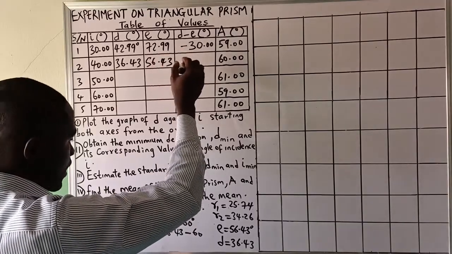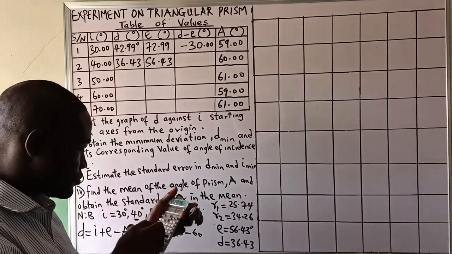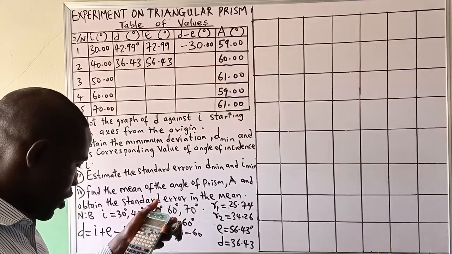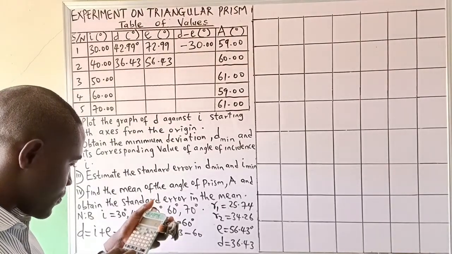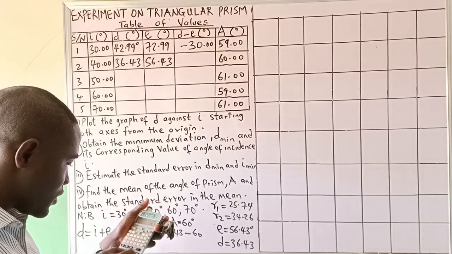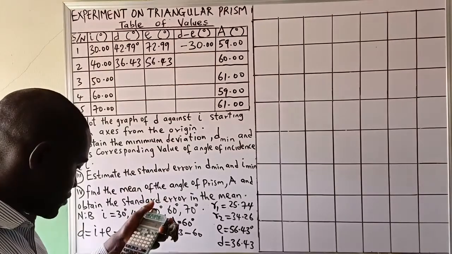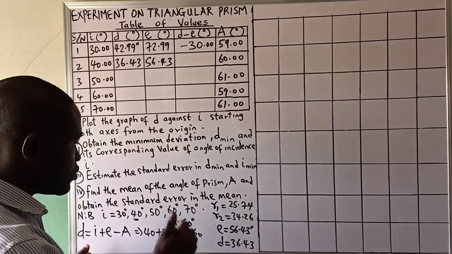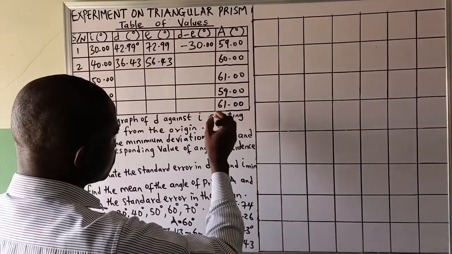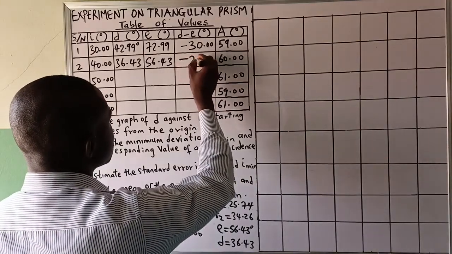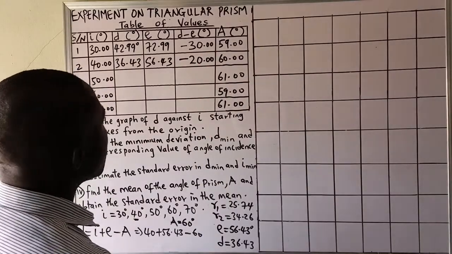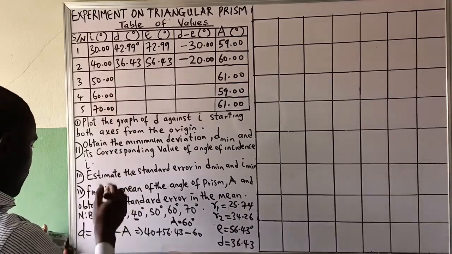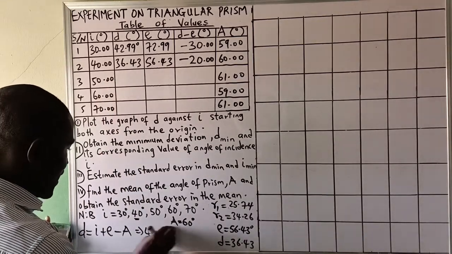56.43, then D minus E. 36.43 minus 56.43. That will be giving us minus 20. Okay? Then we'll go again and we now say the 50, when I is 50.